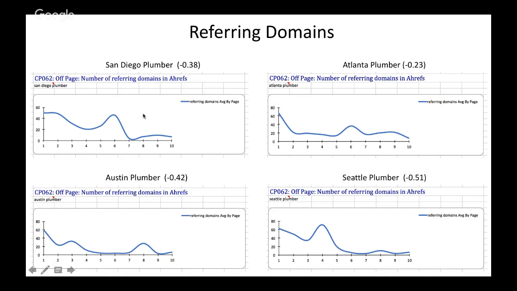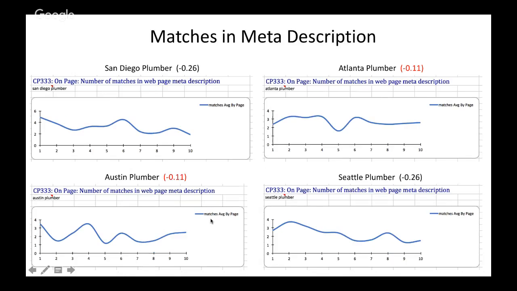Referring domains, again, if you believe in backlinks, you got to believe in referring domains, correlated very strongly in all 4 markets. Matches in the meta description correlated strongly in 3 of the 4 markets. And it looks like they are all in the ballpark of 3 to 5.